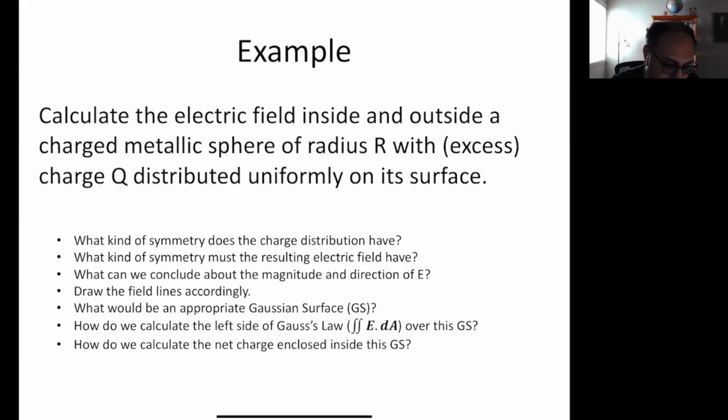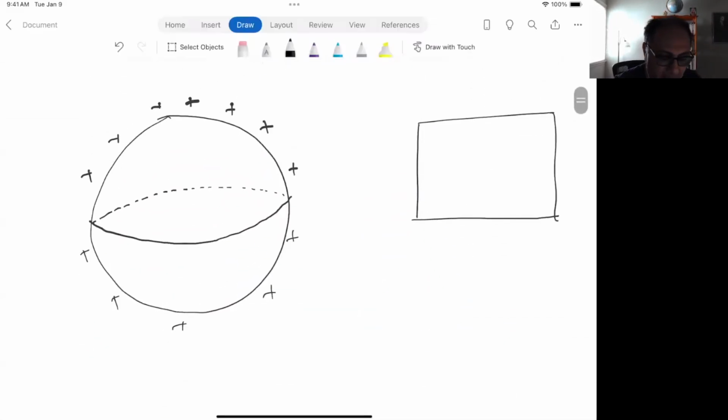So there is a charged metallic sphere of radius r, with some excess charge. Whenever I say charge, we almost always mean the excess charge, which is distributed uniformly on its surface. We've put some positive charge on our conductor, and it's going to go to the surface. Since it's a spherical surface, it will arrange itself uniformly on the surface. So we have positive charges on our spherical surface.